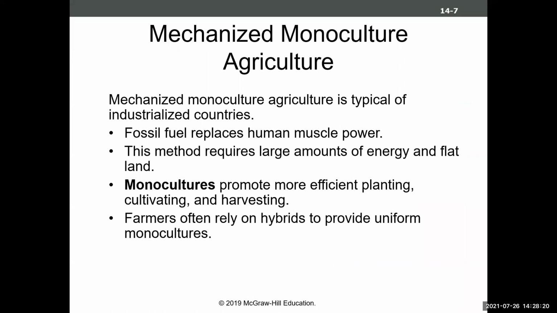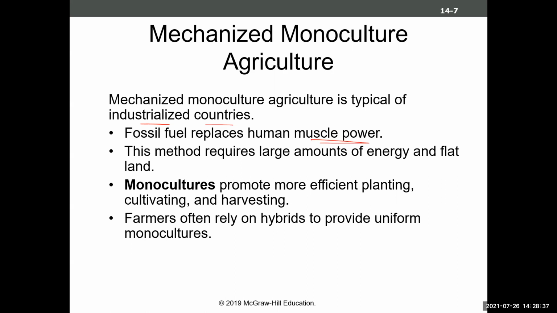Now, when you look at kind of the opposite side of the coin and you compare that type of agriculture with this mono agriculture like we see in industrialized and developed countries, there's a very big difference in terms of how that ag is done.